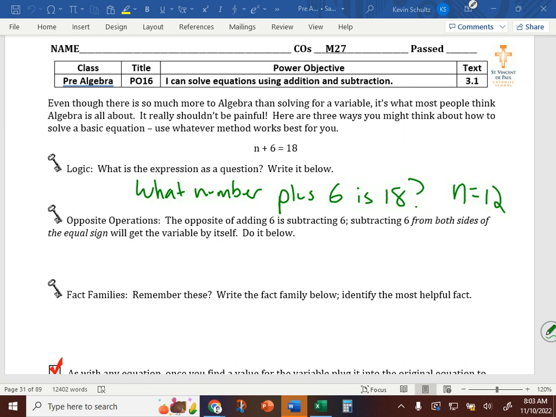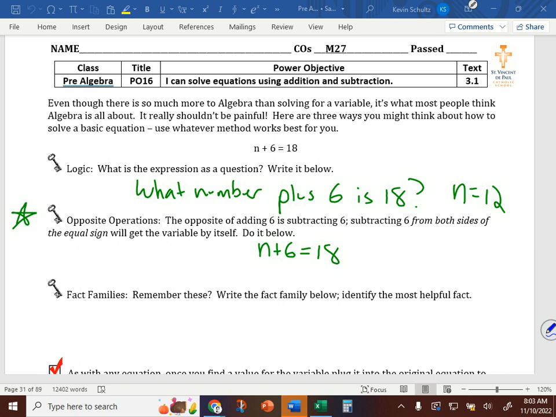Opposite operations. This is the one that we're going to focus on going forward. And Anthony kind of introduced this to us earlier when he said what opposite operations is. We're going to start by rewriting the equation. N plus 6 equals 18. And Anthony, what did you say we're going to do here to get n by itself? I would do 18 minus 6. Yeah, that's what I would do too.